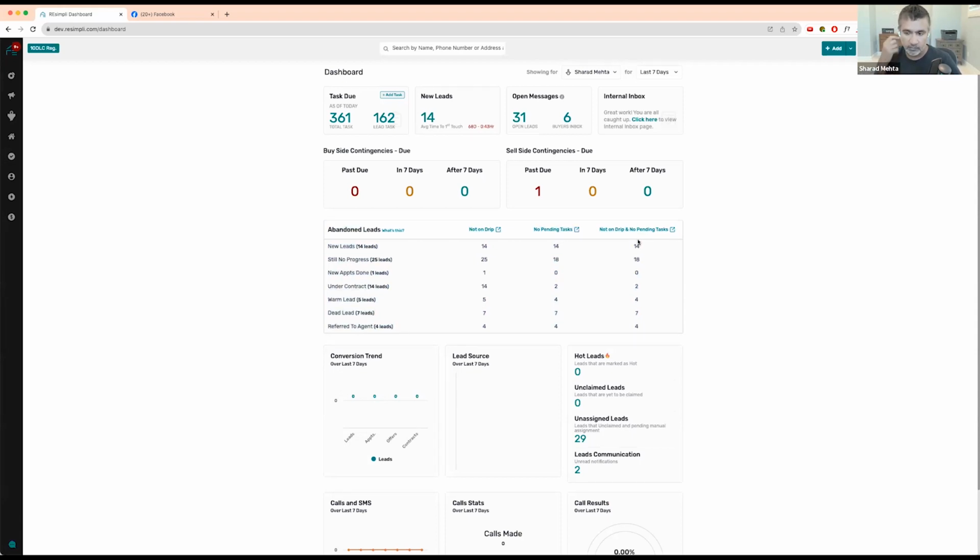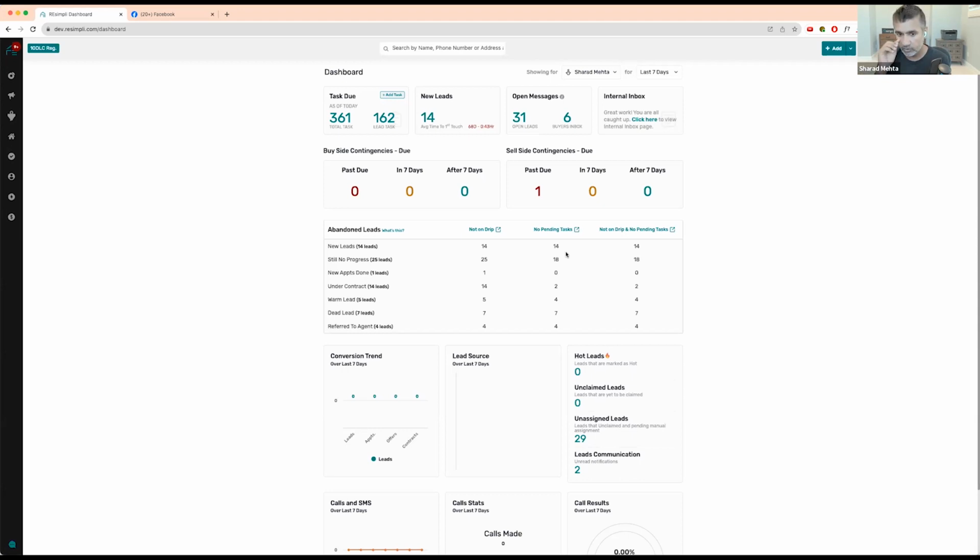So in our company, we want to make sure only dead leads are abandoned. Anything we move over to dead lead, we're not working on, so we're fine with those being abandoned. Anything else either needs to have a drip campaign or a pending task. If it doesn't have a drip and doesn't have a pending task, that means nobody's working on it. So think about it: if you have a lead sitting in your warm leads with no drip campaign and no pending task, no one is working on it. There's no accountability for somebody to work on that lead.